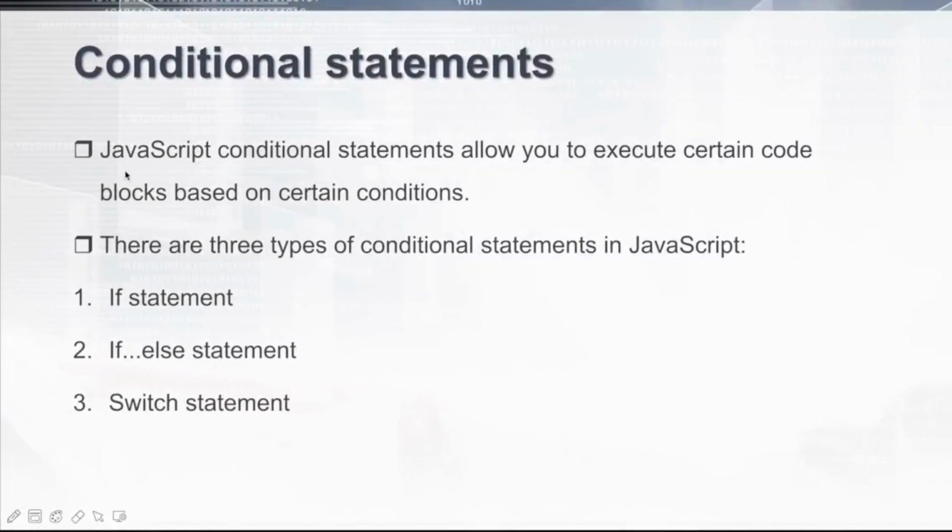Conditional statements allow you to execute certain code blocks based on certain conditions. There are 3 types of conditional statements in JavaScript. We have the if statement, the if else statement, and the switch statement. We are still going to be breaking down the if and if else statements: we have if else, if else if, and if else if else. We also have the nested if statement. We are going to be looking at all of those.